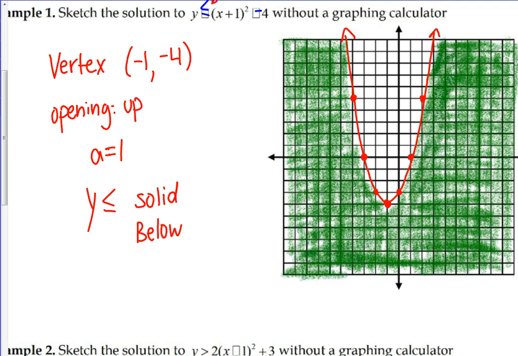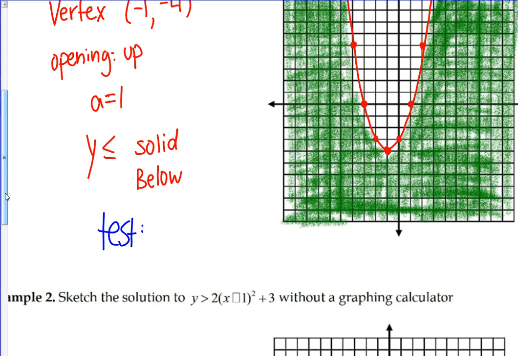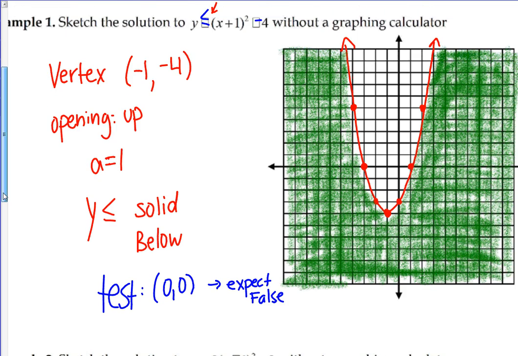Okay, so we could do a test point. Give me an example of a test point, a point we could choose as a test. We could use (0, 0). If we use (0, 0), what do we expect to happen? We expect it to be false, right? So you can use an unshaded portion if you want. So let's say if I use (0, 0), we expect to see false. So let's check that. I like (0, 0) because it's easier.